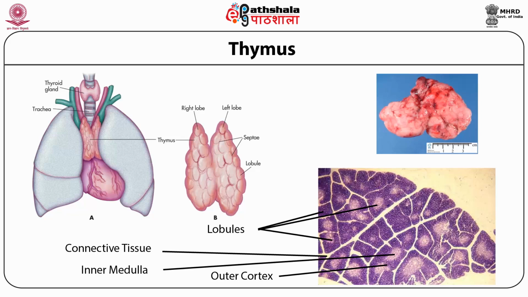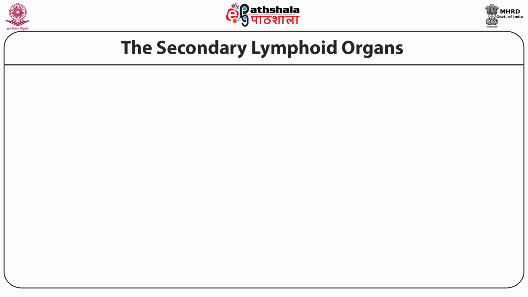Many epithelial cells present in the lobules play an important role in differentiation. In mammals, atrophy of the thymus begins with puberty and its decline continues with age. Pregnancy and stress both are known to promote thymus atrophy. Let us now look at the secondary lymphoid organs.